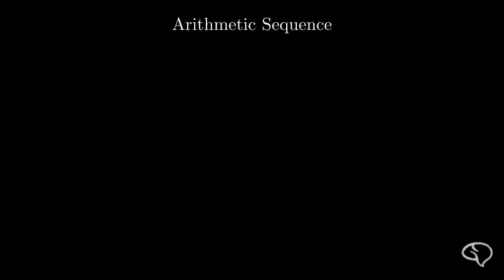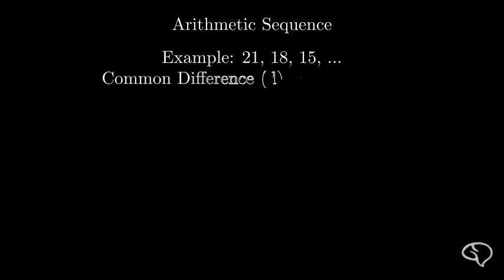This constant difference is called the common difference, denoted by d. For example, in the sequence 21, 18, 15, the common difference is -3. You subtract 3 to get from one term to the next.